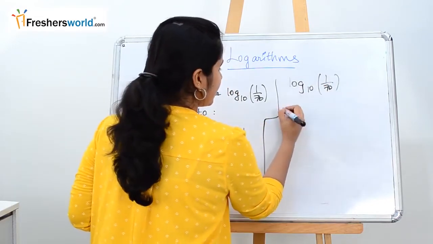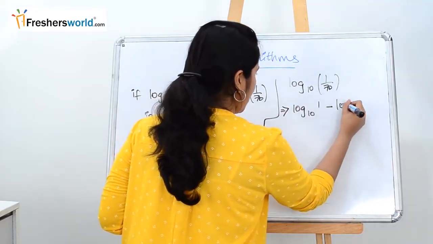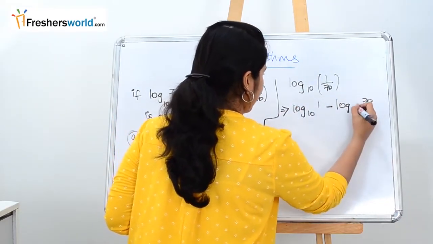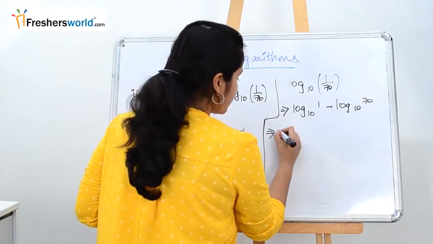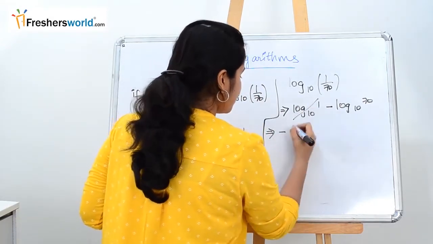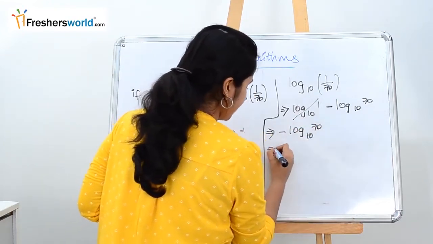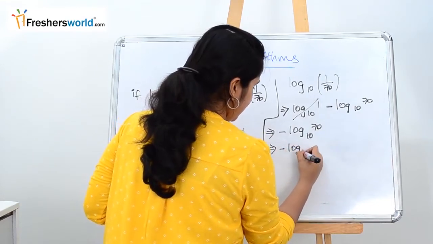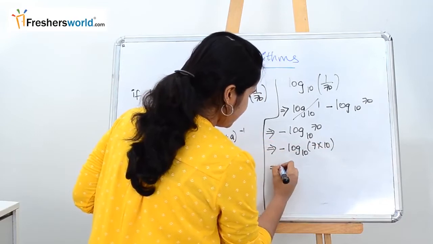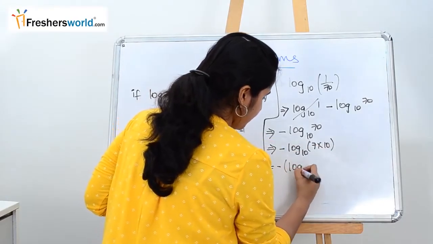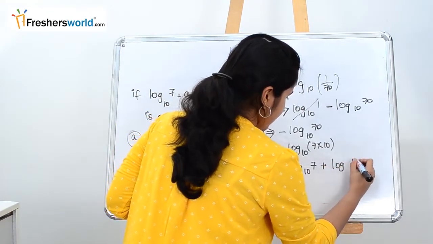So this can be rewritten as log 1 to the base 10 minus log 70 to the base 10. So we know that log 1 is nothing but 0, so let's ignore that. So it becomes minus log 70 to the base 10. So this can be rewritten as minus log of 10 into 7, which can be written again as minus of log 7 to the base 10 plus log 10 to the base 10.